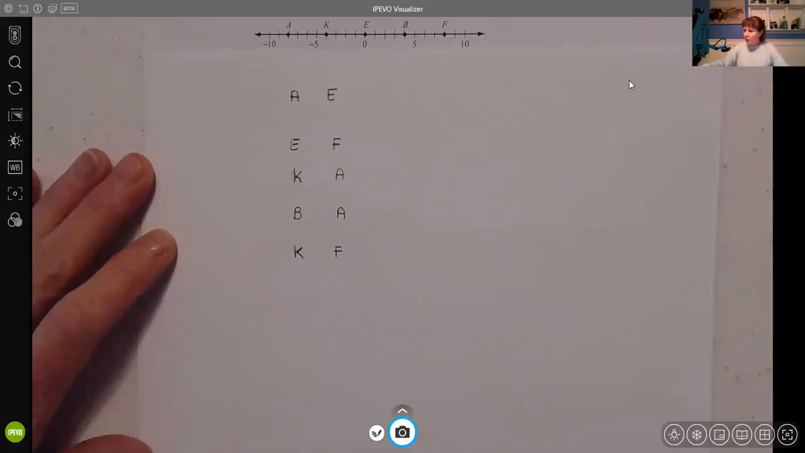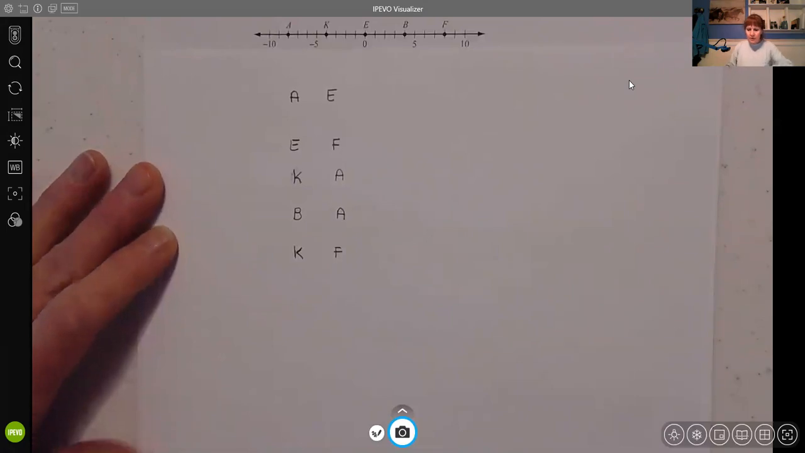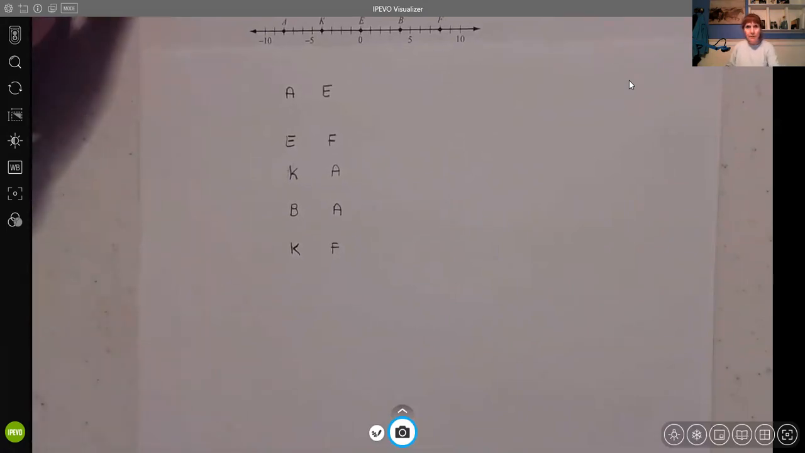Hi there. Well, we're going to start chapter 2 now, and it deals with positives and negatives and multiplying and dividing, adding and subtracting, but it also talks about comparing. So here's an example when you're comparing positive and negative numbers.